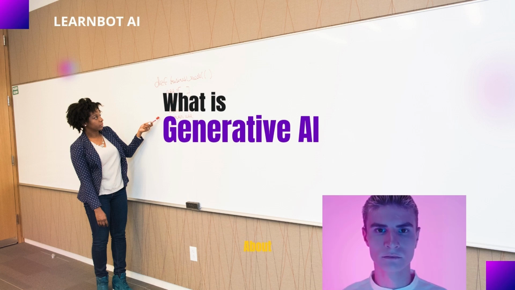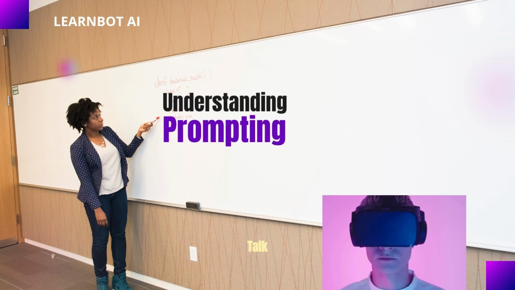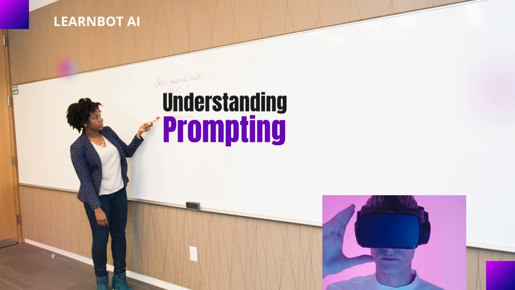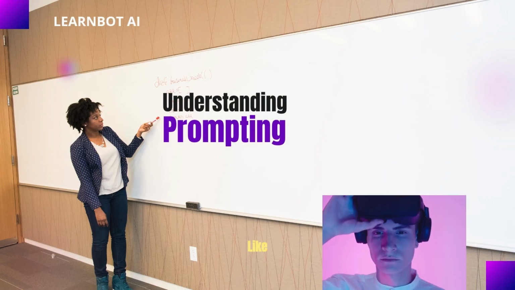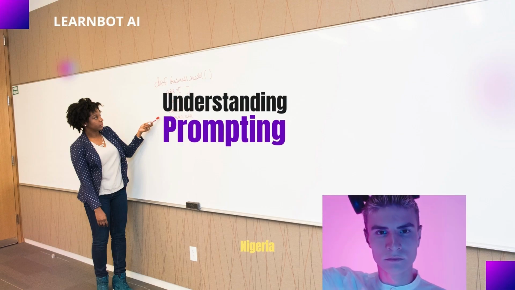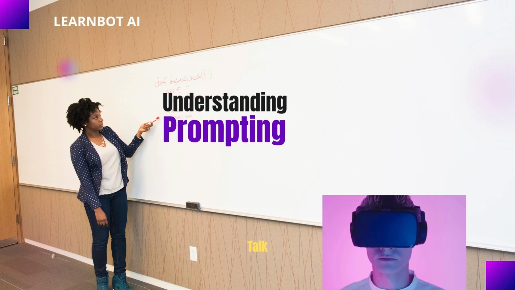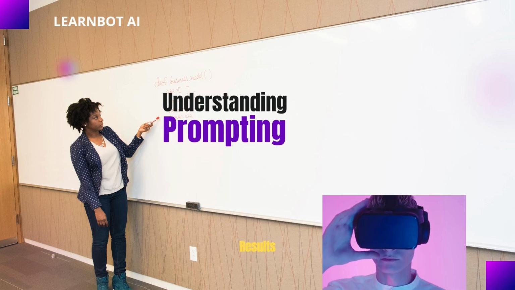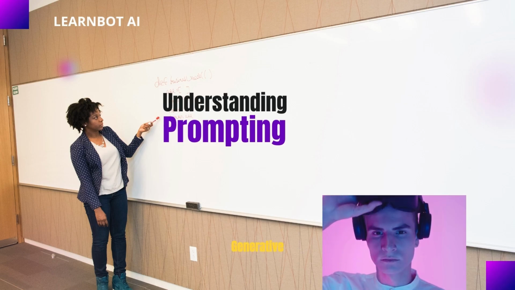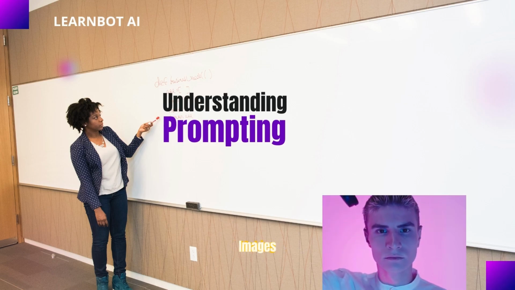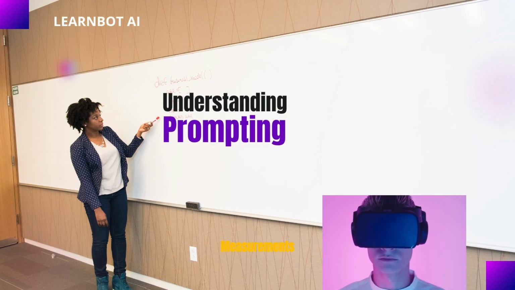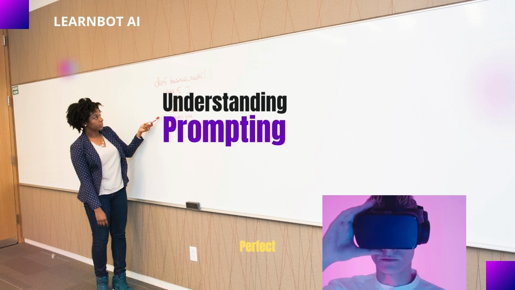Now let's talk about prompting, understanding how to talk to AI to get what you want. Have you ever asked Google a question like, "Who is the richest man in Nigeria?" Or, "How do I cook jollof rice?" What you typed is called a prompt. It's how we talk to AI to get answers or results. But when it comes to generative AI, especially for making images, your prompt is more like giving the AI clear instructions, just like giving your tailor the right measurements if you want your outfit to come out perfect.